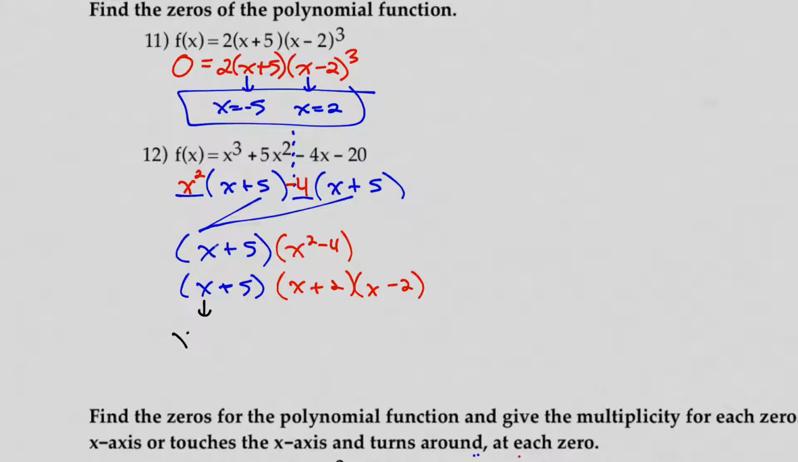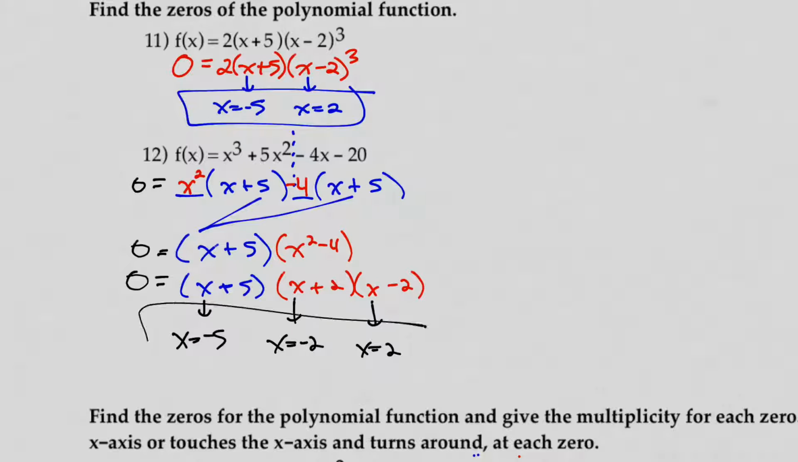So we have a 0 right there. Whoops, I forgot my zeros there. So okay, and those are my 3 zeros.